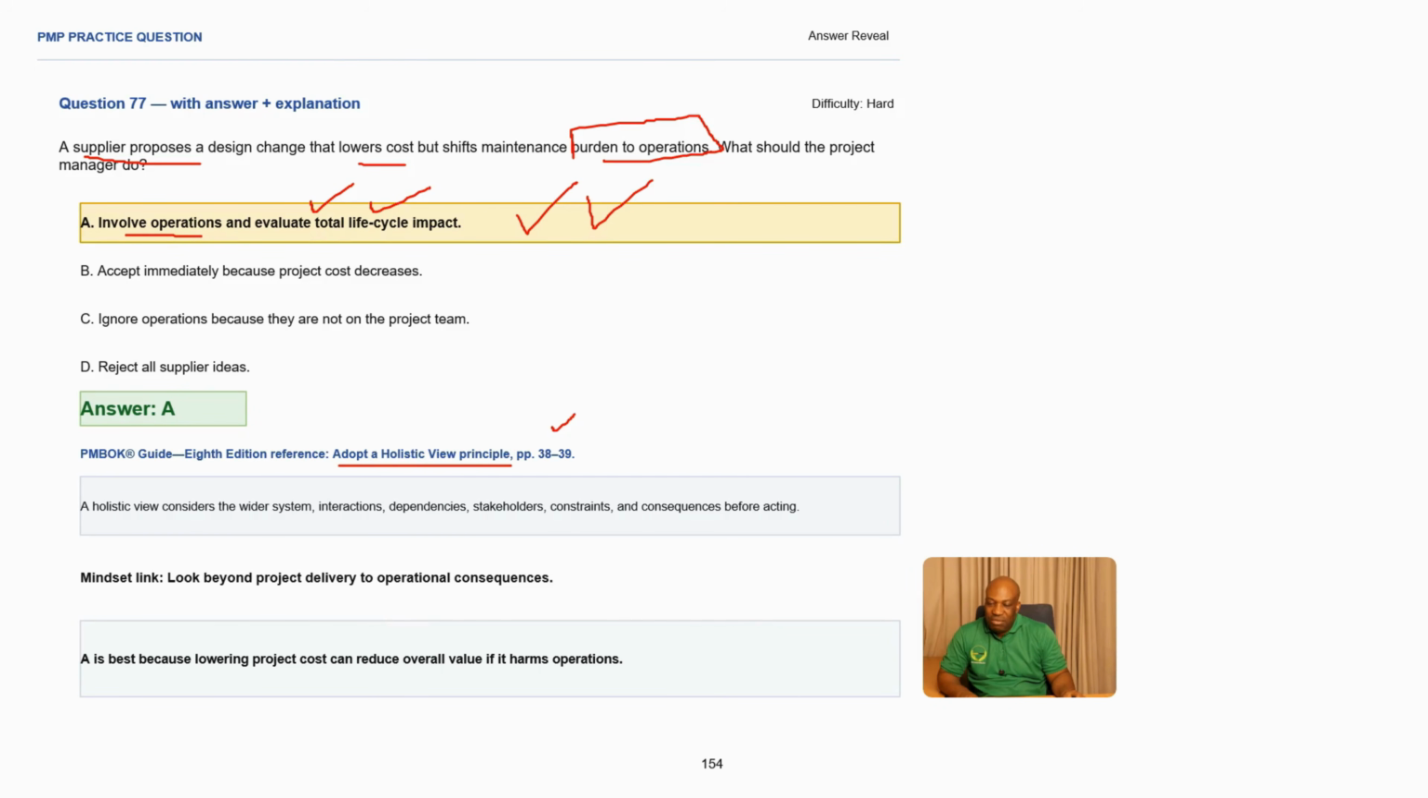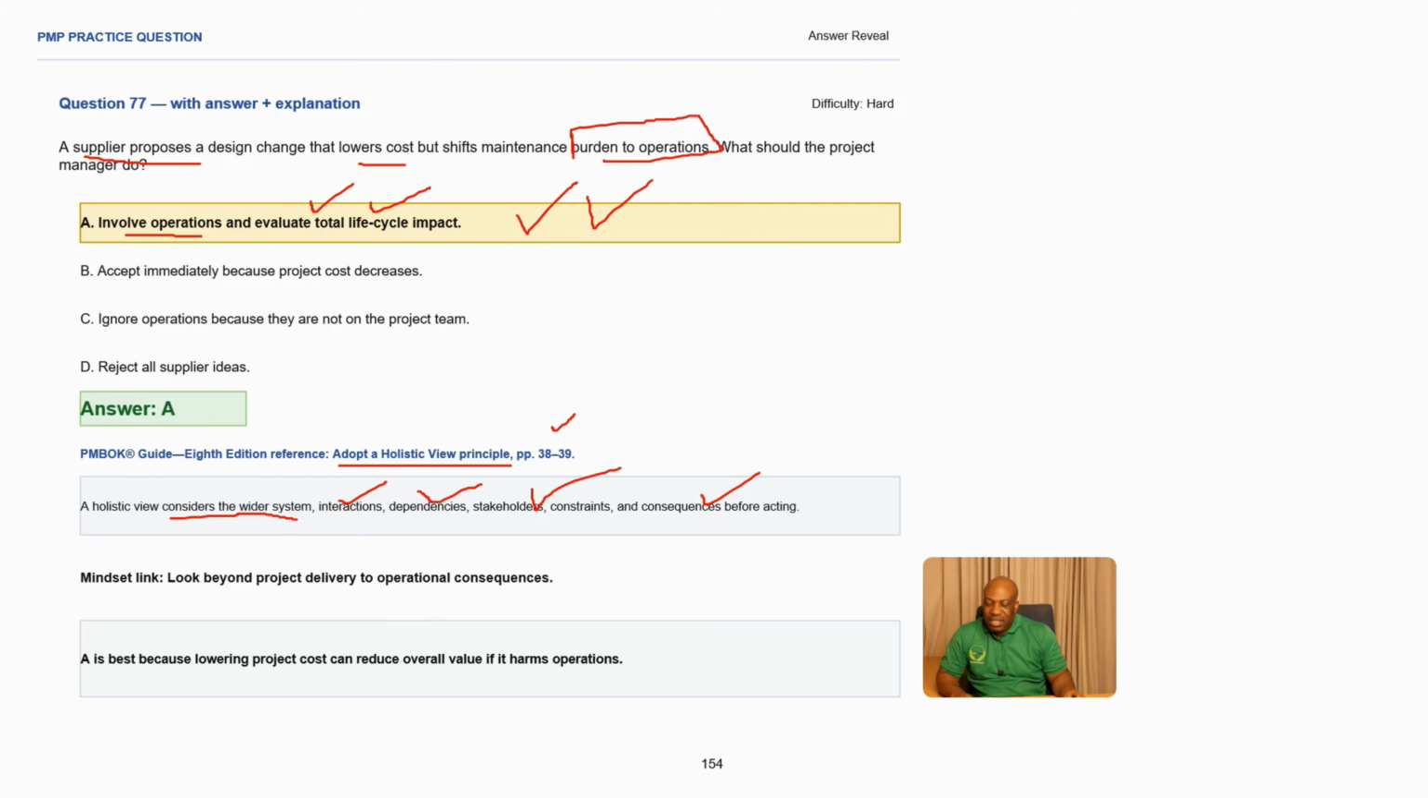What does a holistic view principle talk about? It considers the wider system, interactions, dependencies, stakeholder constraints, and also consequences. So what does it mean? You have a supplier who is proposing something that is going to lower the cost, but it's going to affect operations. So you need to integrate. You need to make sure all the systems are working together. What is the impact of integrating that?